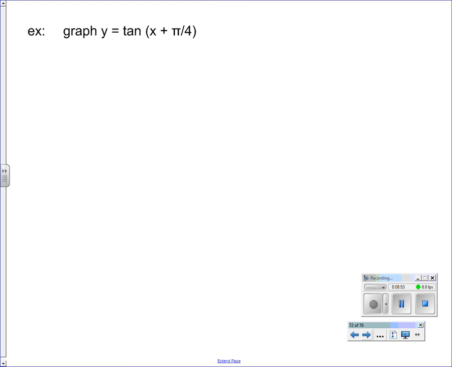So another example, now we're going to put in a phase shift. So for this one, we're going to try and graph y equals tan(x plus pi over 4). So here, dealing with the phase shift, that's our only transformation on this one. So it's positive. So that means we're going to be moving this left pi over 4 units, or pi over 4 radians. Right, or for degrees, that would be 45 degrees.